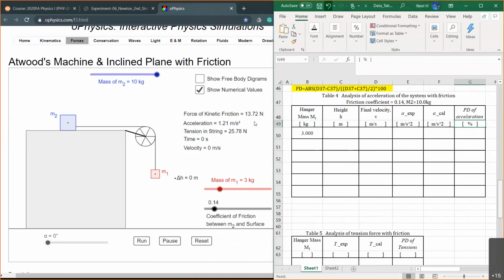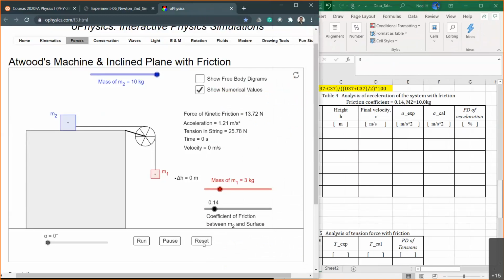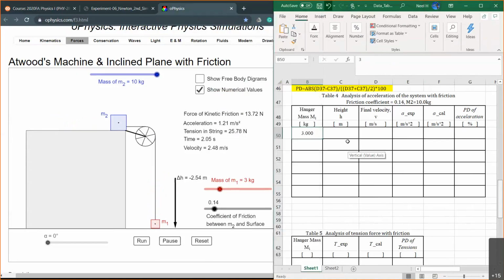Okay, then let's continue. 3 kilogram starting weight, friction coefficient 0.14, M2 remains the same. Let's reset and then click again, and wait until it finishes. Then all we need is the h, which is minus 2.54. The velocity we can calculate by using the earlier way, but instead we can record these values directly, since we did that earlier. So let's record that, 2.48.